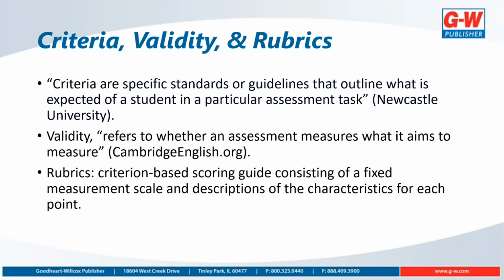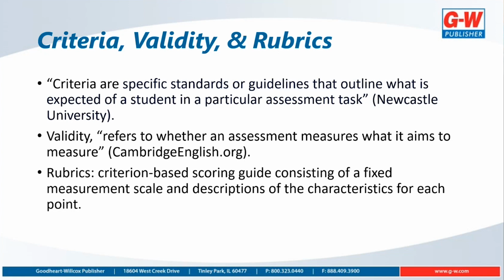So criteria, validity, and rubrics. This is our last hurrah in assessments, but they're really important. When designing assessments, we must also be aware of validity, criteria, and rubrics. According to Cambridge, validity refers to whether an assessment measures what it aims to measure. Did you actually set out to measure and actually measure what you meant to? So if I meant to measure whether the students knew how to use a microscope, did my lesson actually get that? Did my assessment get that? Or was I way off base?